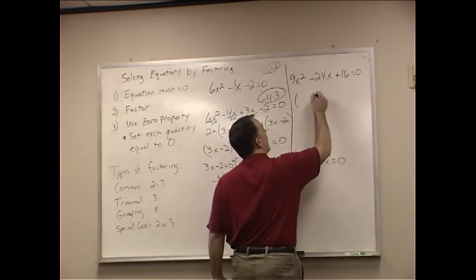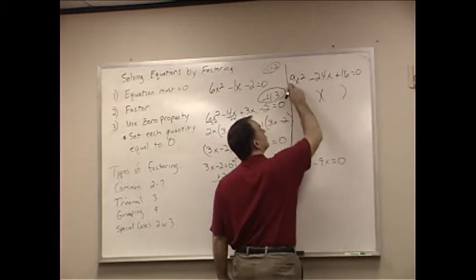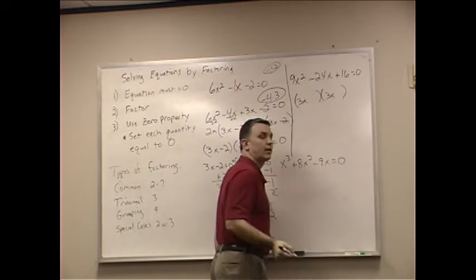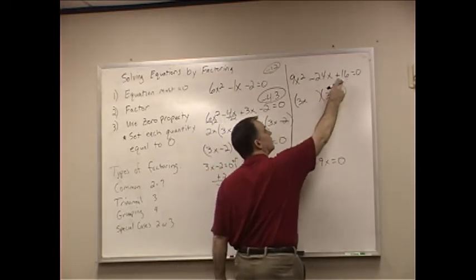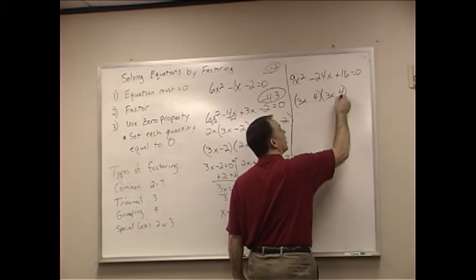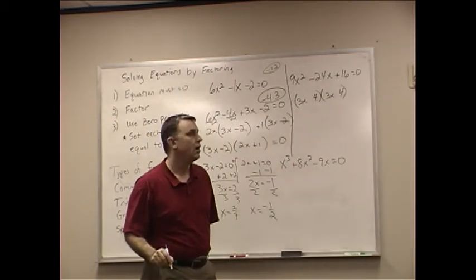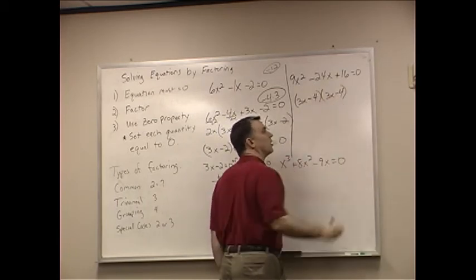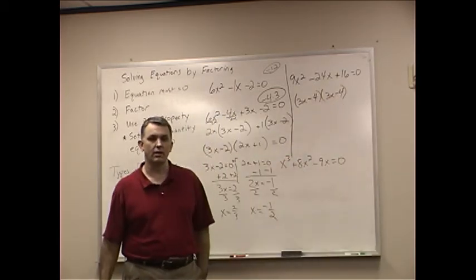So let's give it a shot here. Square root of 9x squared is 3x. So I've got 3x and 3x. The square root of 16 is 4. I've got 4 and 4. And remember, you use whatever the sign is on the middle term. You've got minus and minus.